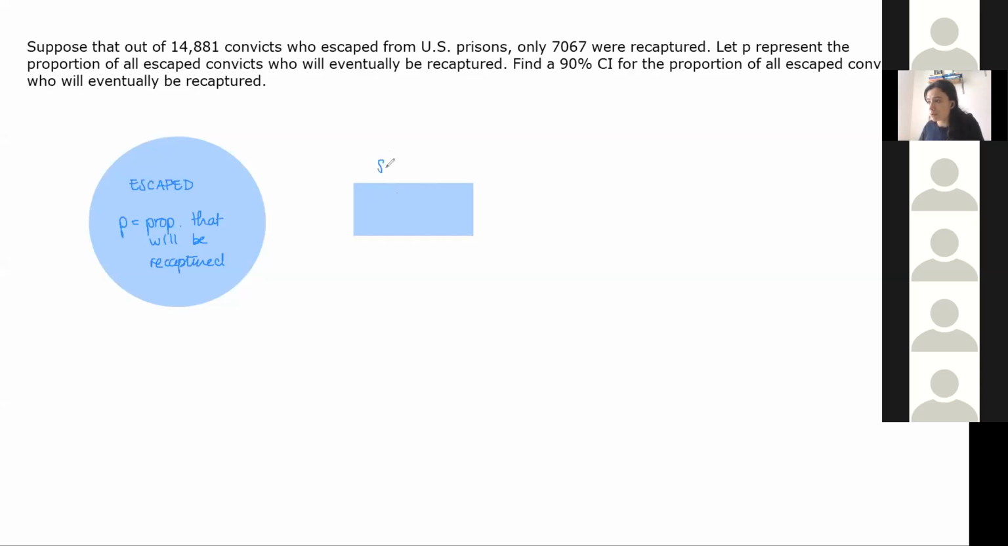So from my sample, which has a size of 14,881, I know that the proportion that were recaptured is 7,067 divided by 14,881. If you understand this, please raise your hand.